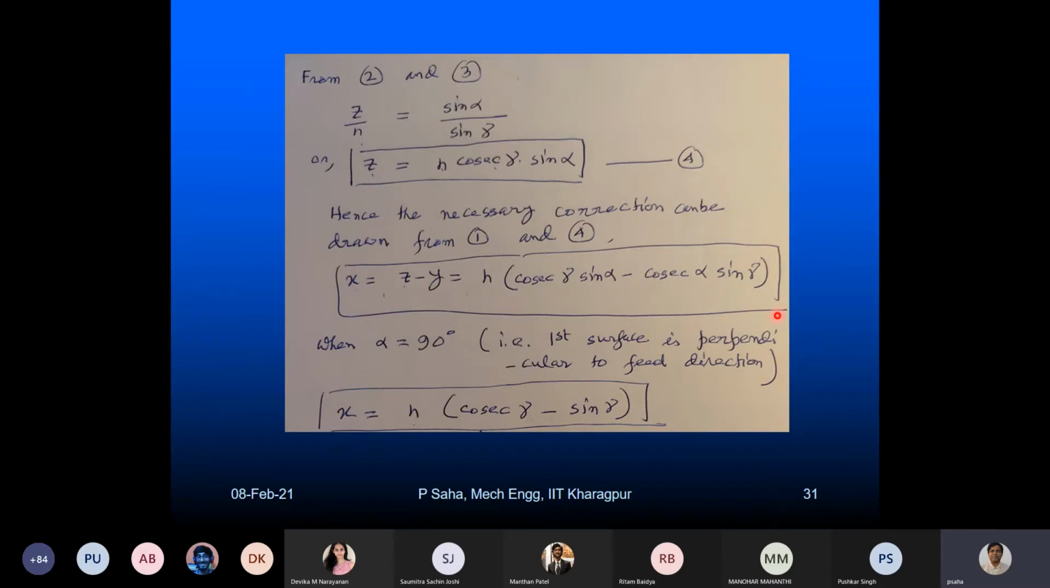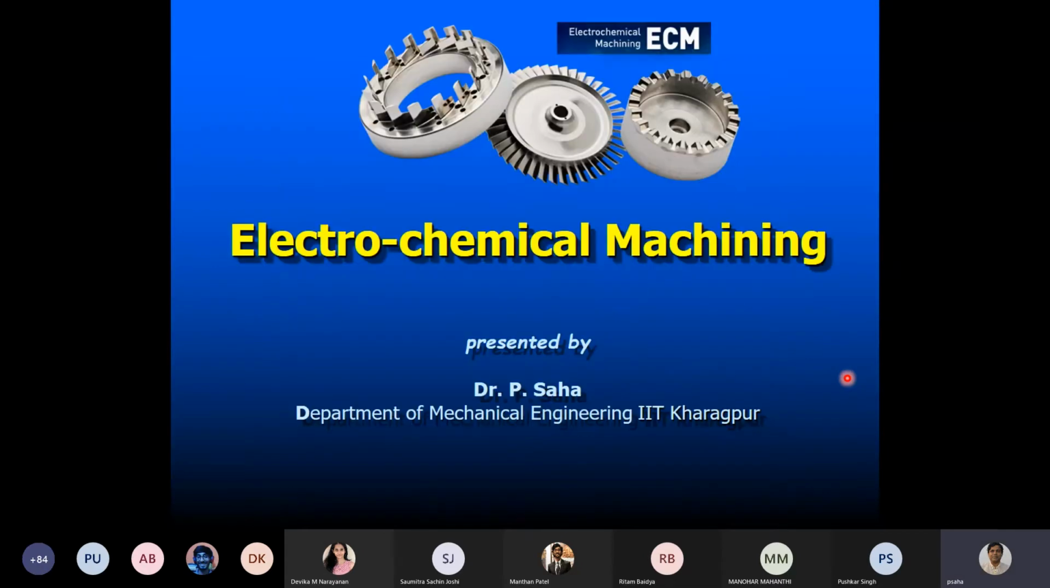Okay, and when alpha equals 90 degrees, that means the first surface is perpendicular to the feed direction, we will be able to show that x will be h into cosec gamma minus sine gamma. We will be able to show this. So this is how compensation can be done.